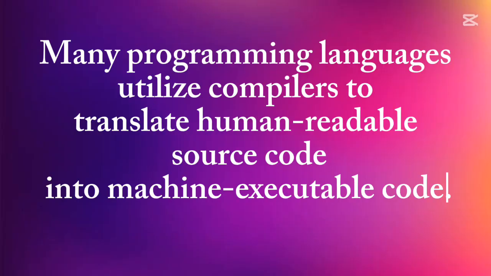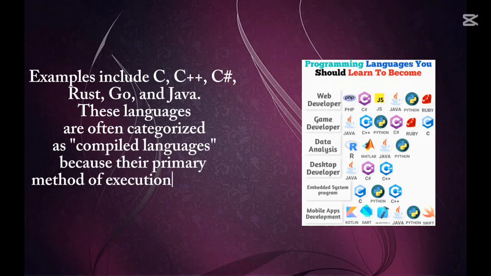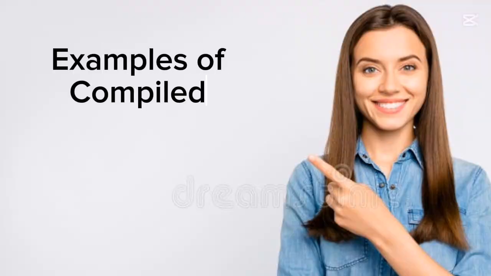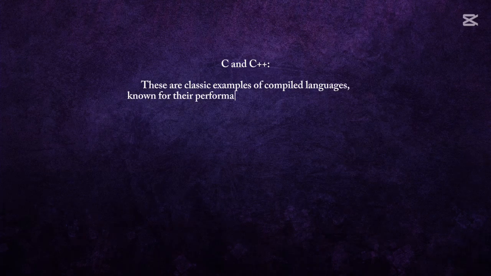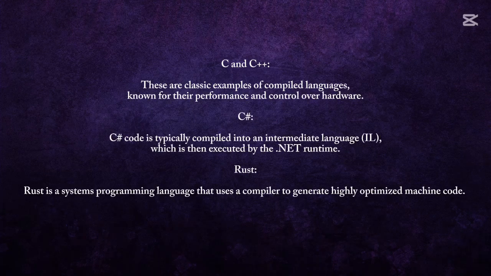Many programming languages utilize compilers to translate human-readable source code into machine-executable code. Examples include C, C++, C#, Rust, Go, and Java. These languages are often categorized as compiled languages because their primary method of execution involves a compilation step. Examples of compiled languages: C and C++. These are classic examples of compiled languages, known for their performance and control over hardware.